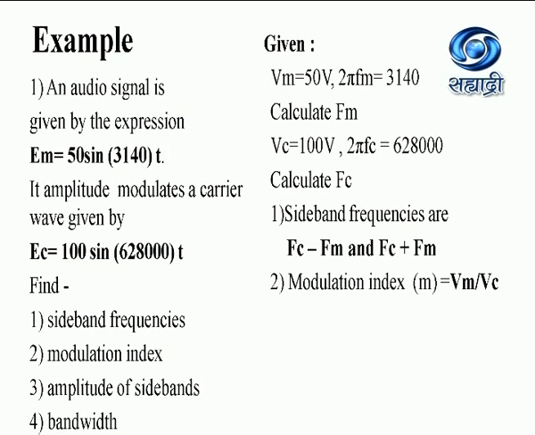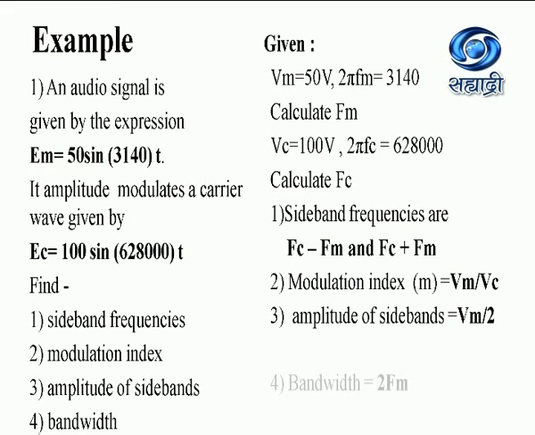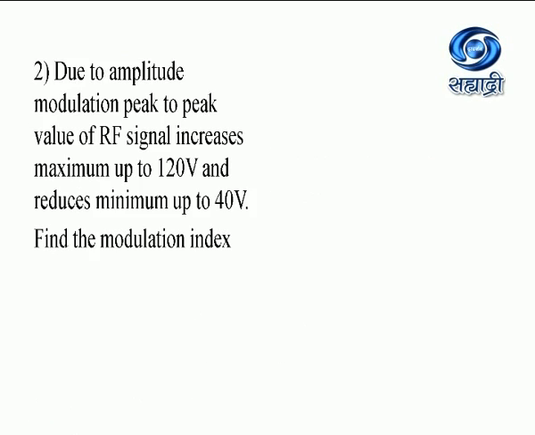The second is the modulation index M. The formula for M is Vm by Vc. Just put Vm as 50 volt and Vc as 100 volt, and we will get the modulation index as 0.5. The third is the amplitude of sidebands. The formula for this is Vm by 2. If you put 50 by 2, you will get 25 volt as the amplitude of sidebands. And the last is bandwidth. By using the bandwidth formula 2FM, we will get the bandwidth in amplitude modulation.